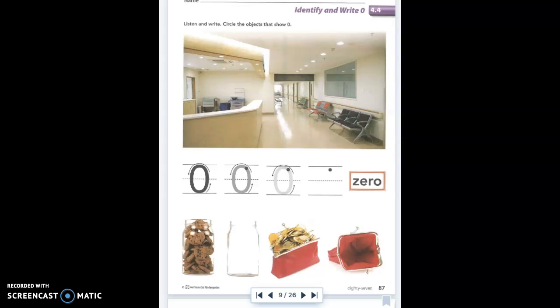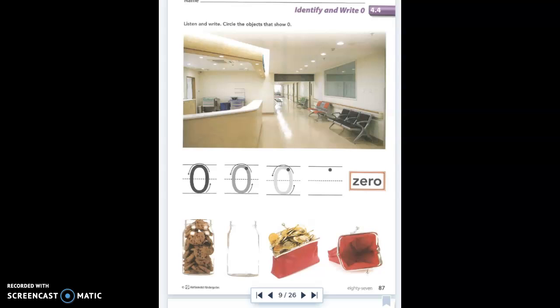Okay, please pull out Math Lesson 4.4, pages 87 and 88. Today we are talking about the number 0. So we're going to start out our lesson today with a little story about a boy named Carlos, okay?